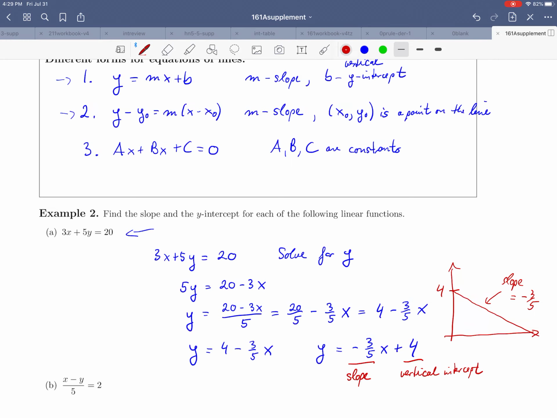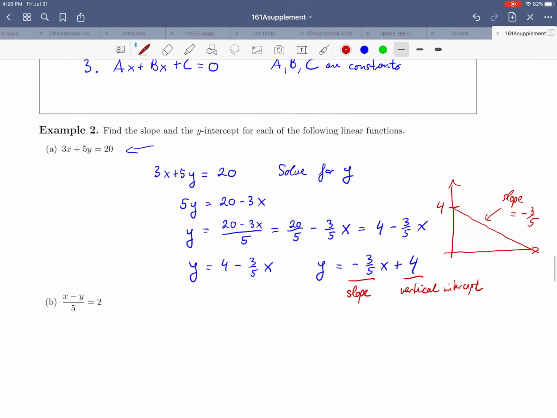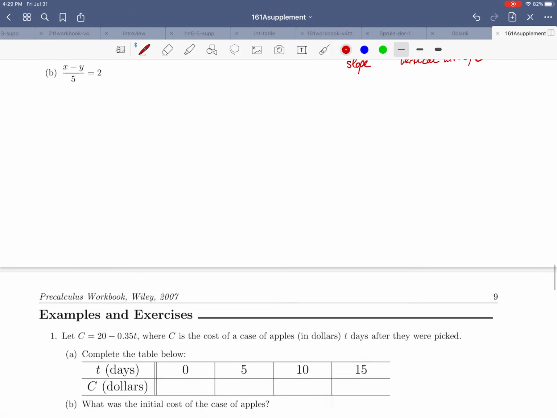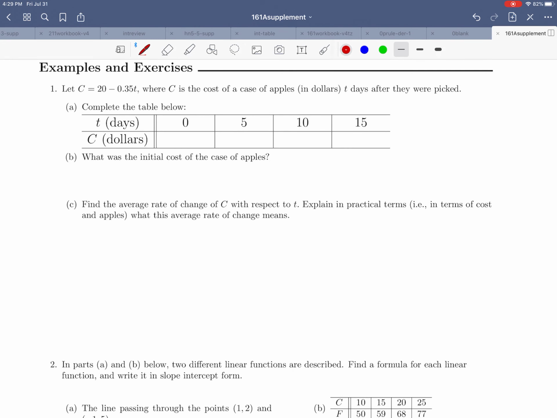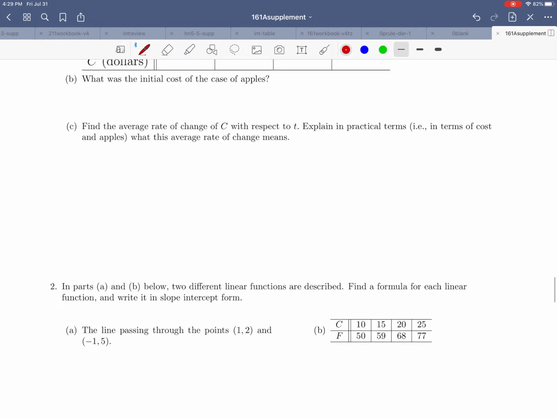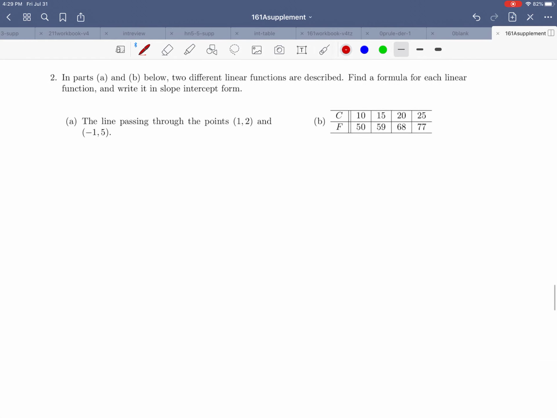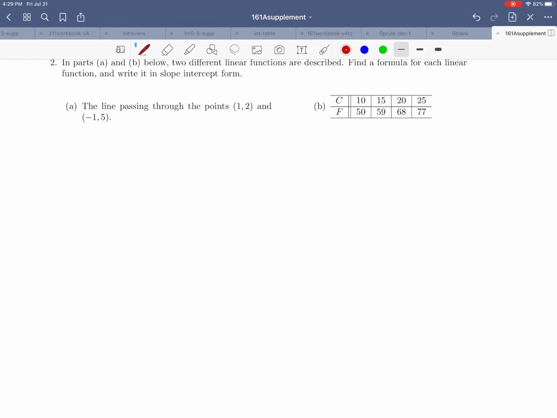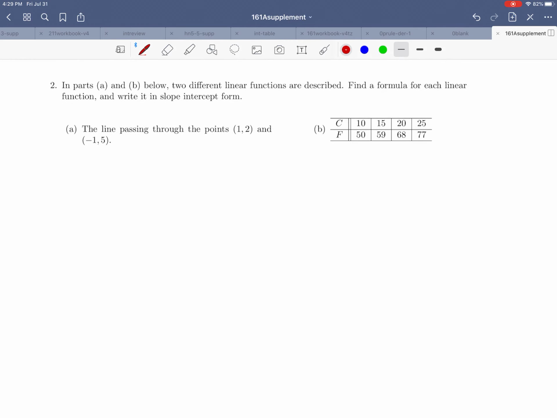If you want a little bit more practice, you can do the rest of these exercises. There are some exercises that work with contexts, costs of a case of apples. Some just ask you to describe lines in different ways. So it definitely doesn't hurt for you to look through these and see if you can do these problems. You can look at the solutions as well. They are linked right below, a little bit further below this video.